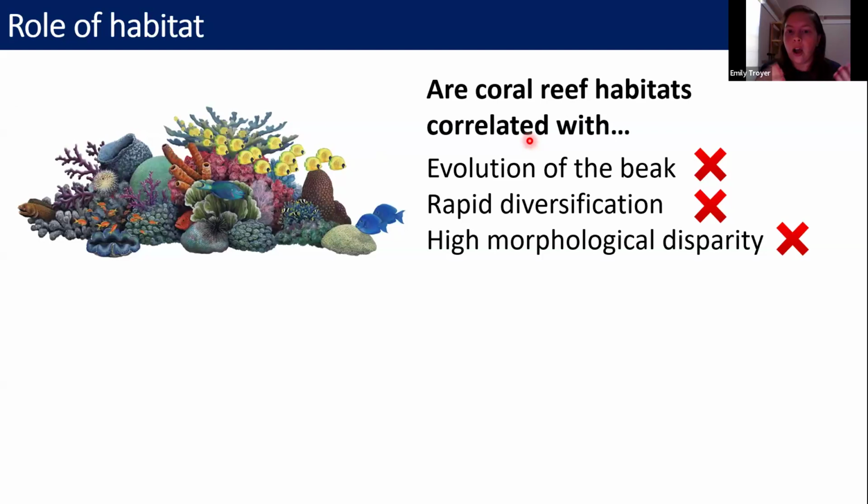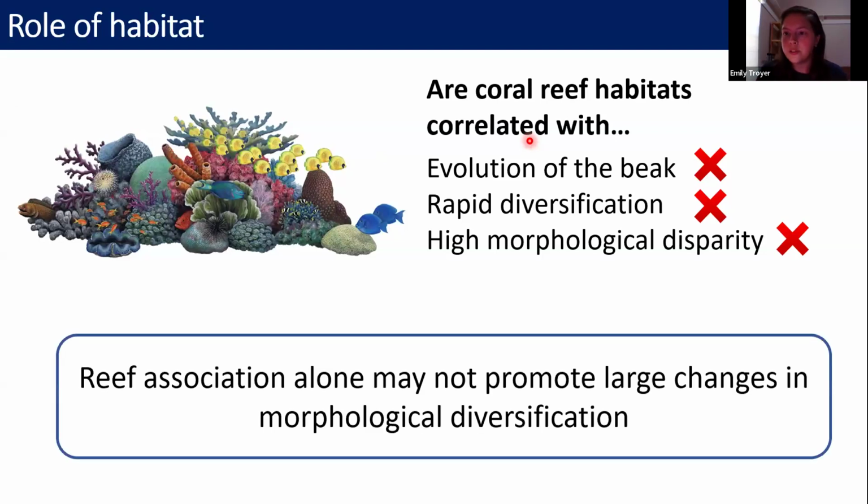And finally, our results suggest that coral reef association alone may not be enough to promote large changes in morphological diversification. Compared to the species living on coral reefs, we find that species in other habitats like open oceans and rivers are just as morphologically disparate and exhibit similar rates of skull shape evolution. Additionally, beaks actually predate the colonization into coral reefs by roughly 15 million years, so it's likely that reefs did not promote the evolution of the beak.